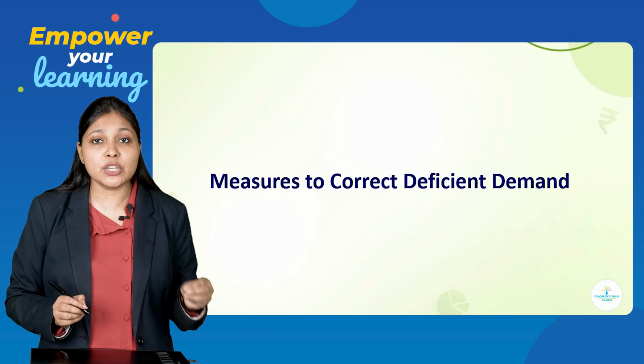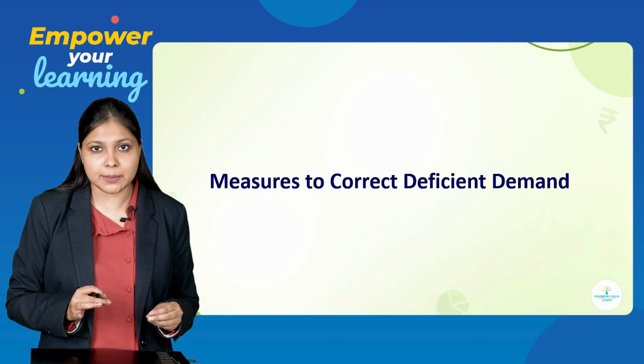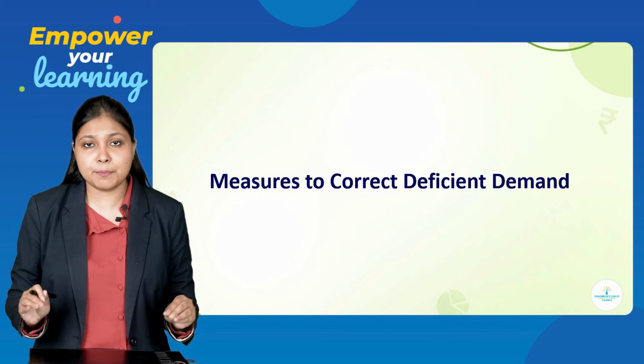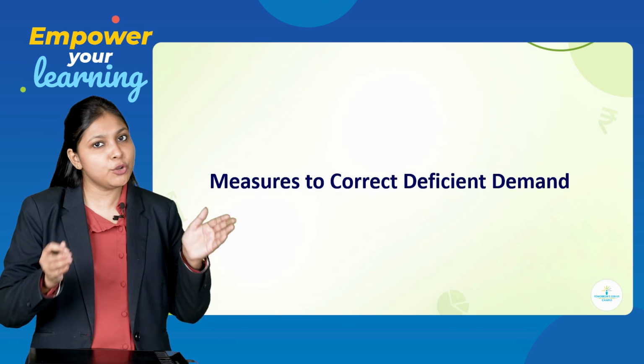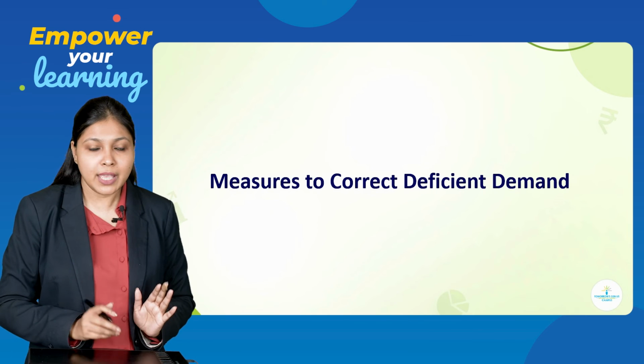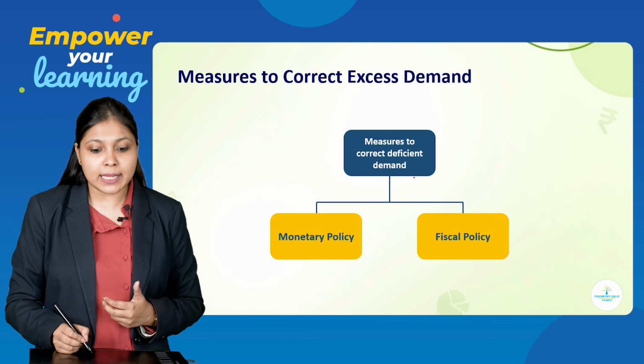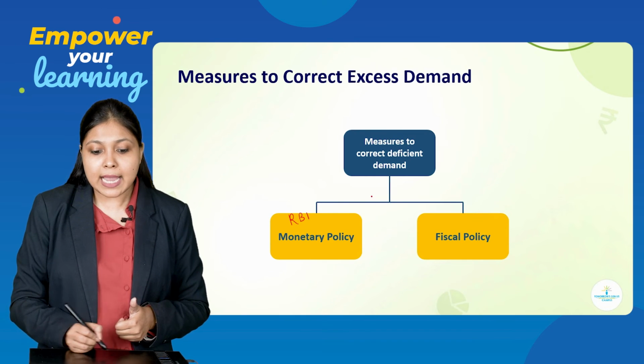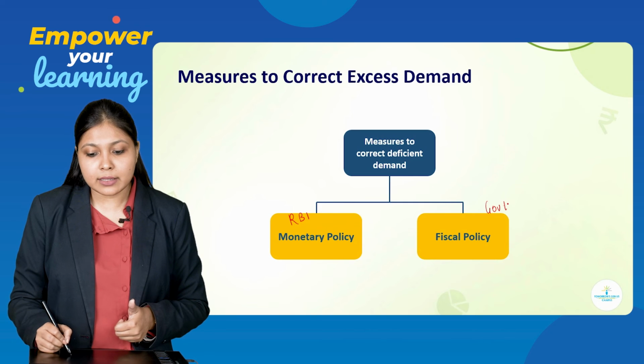So these were the measures to correct excess demand. Next are the measures to correct deficient demand. Very simple. Whatever we did in excess demand, you just have to do the opposite of it over here. So again, you have two measures: monetary policy given by RBI and fiscal policy given by government.